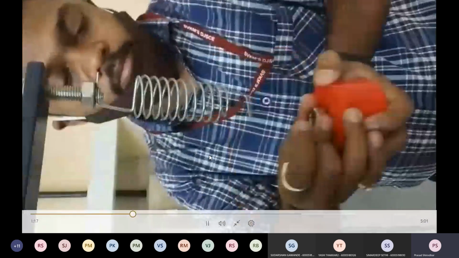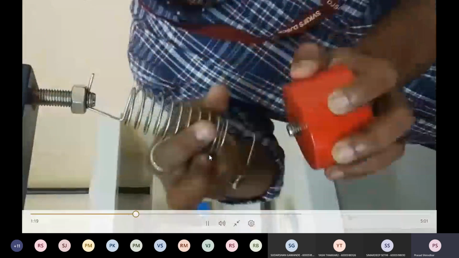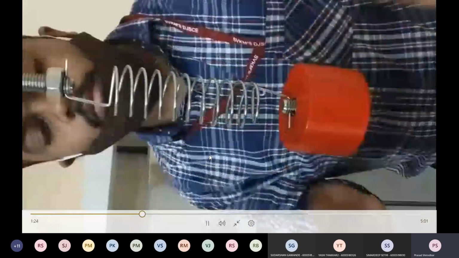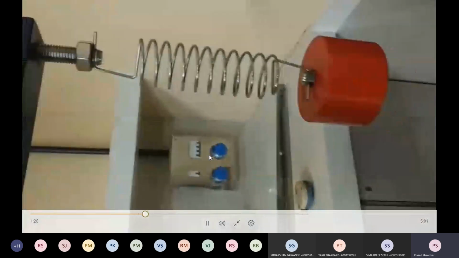Now some mass will be attached. This is a mass of 1 kg. A mass of 1 kg will be attached to the spring now. So this is a mass of 1 kg which is attached to the spring. Now again the length of the spring will be measured.